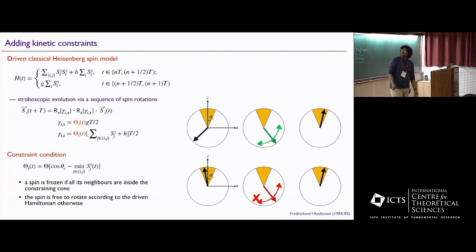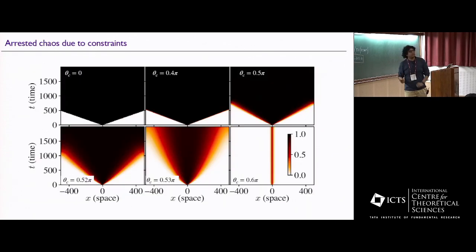And this form of the constraint was inspired by this paper, Fredrickson and Anderson, all the way back in 1984, where they basically proposed this in the context of classical Ising spins as a model for glassy dynamics. So, okay, this is the model we want to simulate, and once we do the numerical calculations, what we find is that for smallish values of this constraint angle, you have the ballistic light cone just as you had it in the unconstrained model. But once we increase θc beyond some critical value, this light cone gets completely arrested. And what that means is that we really do not have any spreading of the perturbation, and this is what we call the non-chaotic phase. This is what we call the chaotic phase.